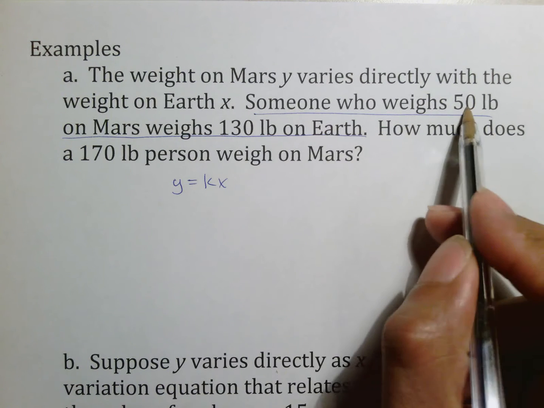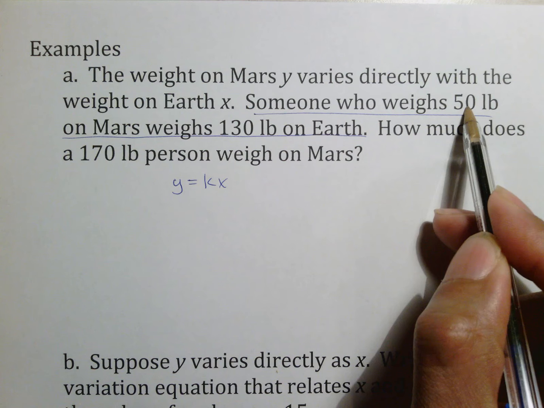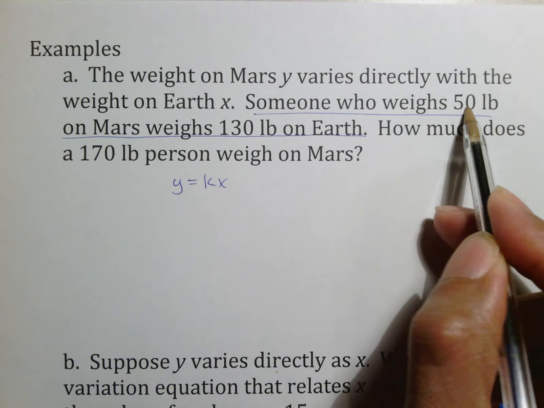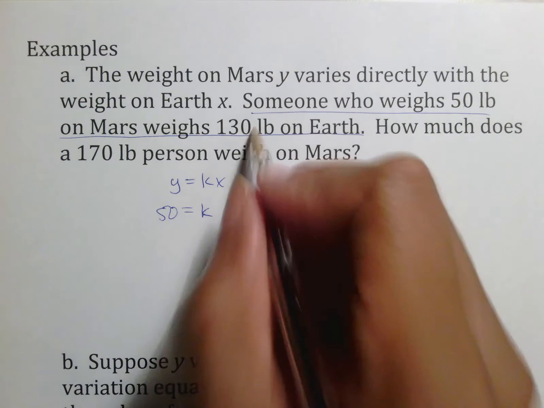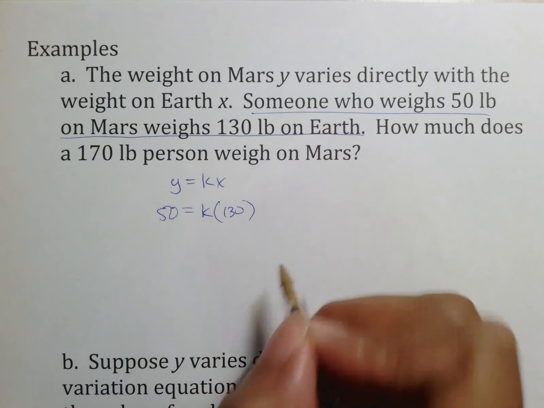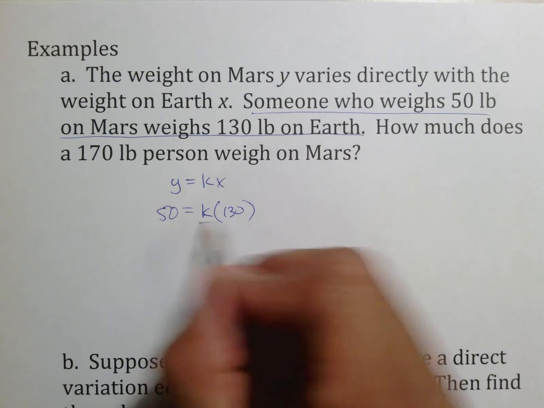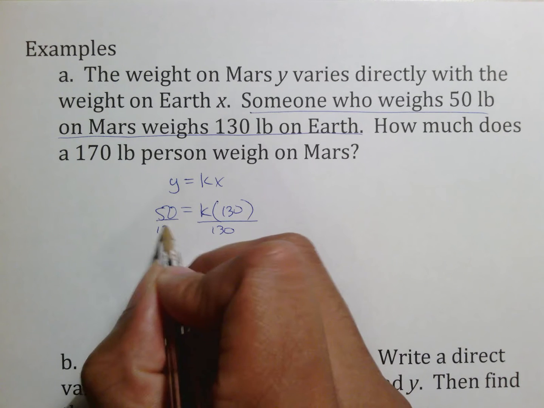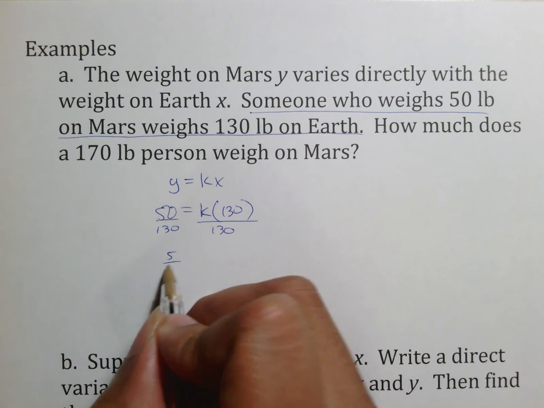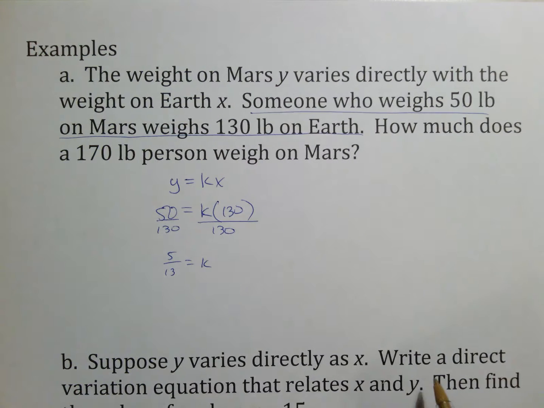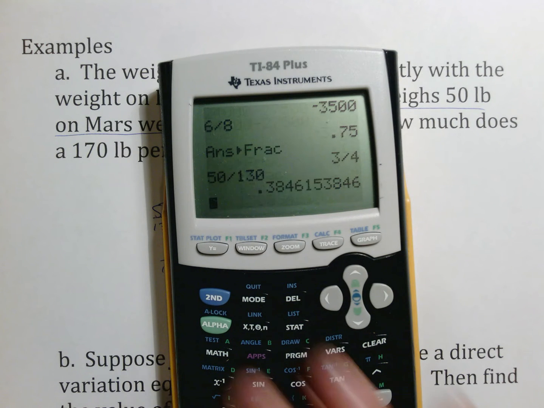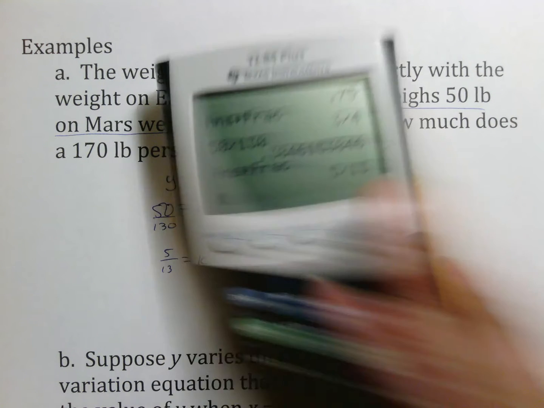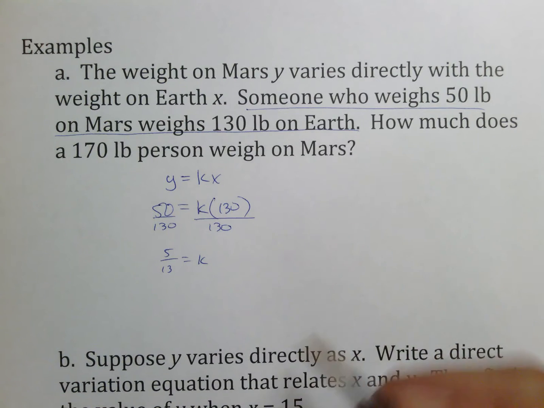And so you put 50 in for the Mars number. Our first job, again, is to substitute. So 50 pounds on Mars, which is y, equals k times 130 pounds on Earth. Of course, if you are doing this, then we divide by 130, divide by 130. 5 over 13 is what k is. When that reduces, if you don't know, again, 50 divided by 130 equals, math, enter. Again, that just kind of becomes a pattern after a while, but that is my constant.